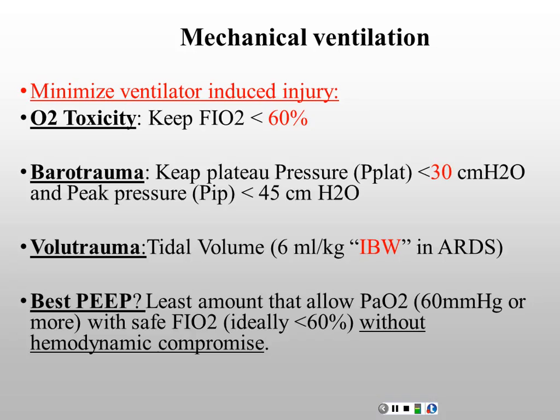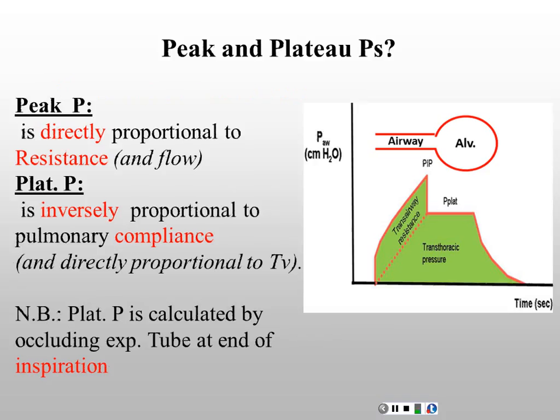causing hemodynamic compromise. Different methods you can use to calculate the actual PEEP, including plotting in the volume pressure curve, but this is beyond this lecture. But just broadly speaking, it will be the minimal amount of PEEP that will allow you to have a safe oxygenation with minimum utilization of FiO2 without hemodynamic compromise.